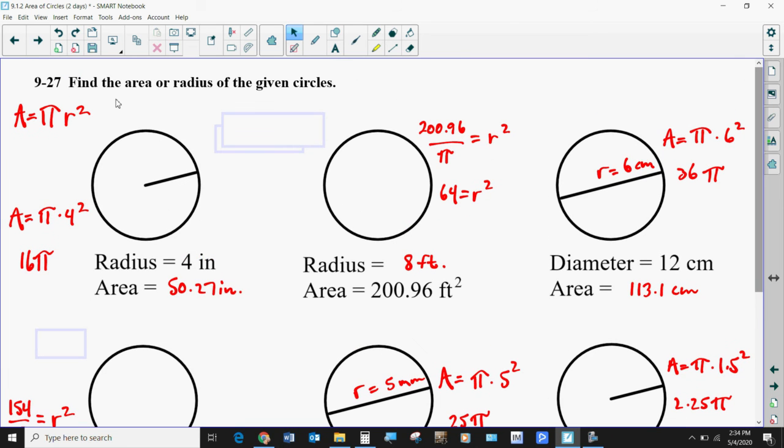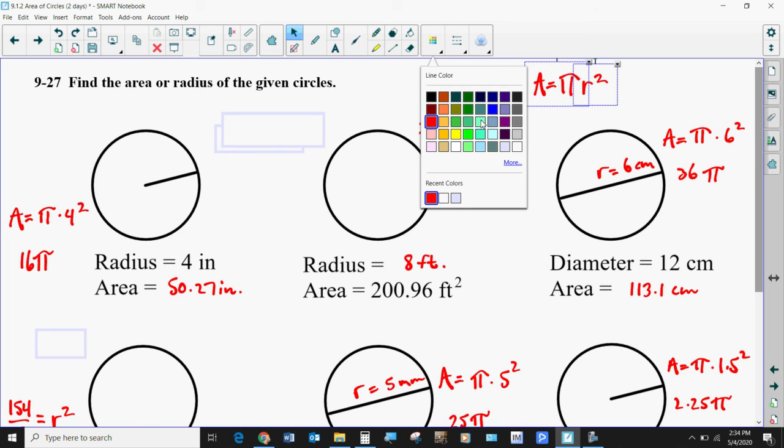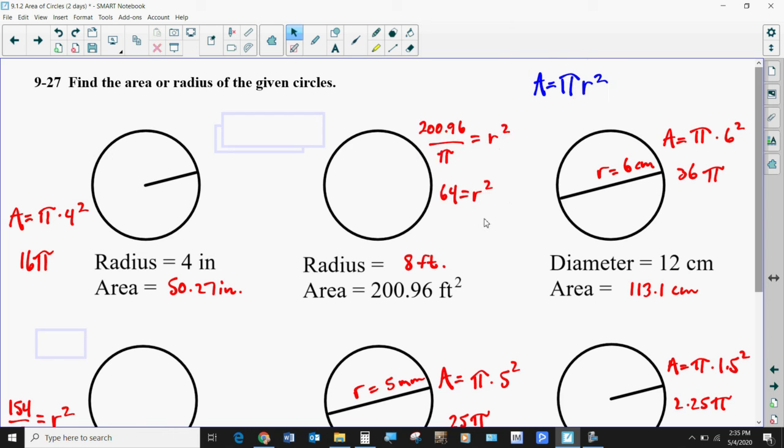So from here on out, this right here is your formula for pi. Change that to a different color. I guess we'll just leave it like that. Yeah, just use this as your go-to formula.